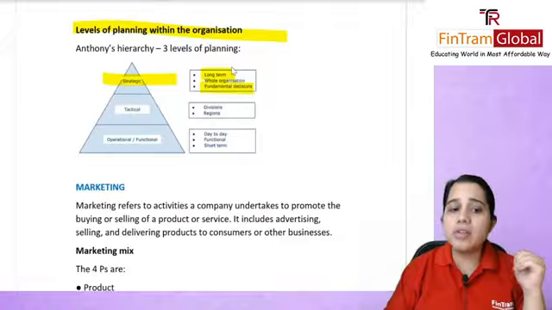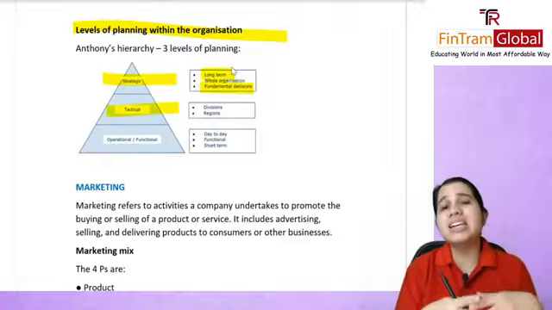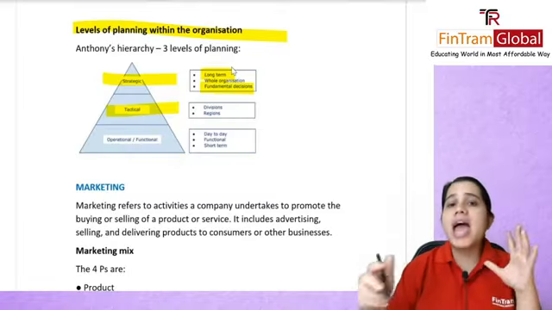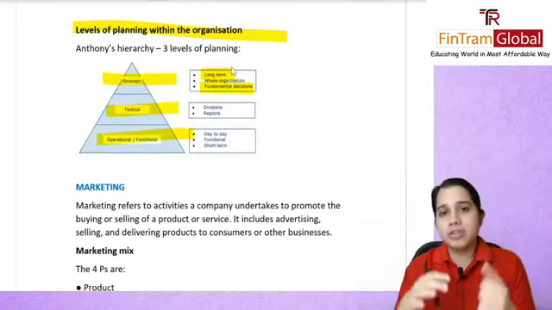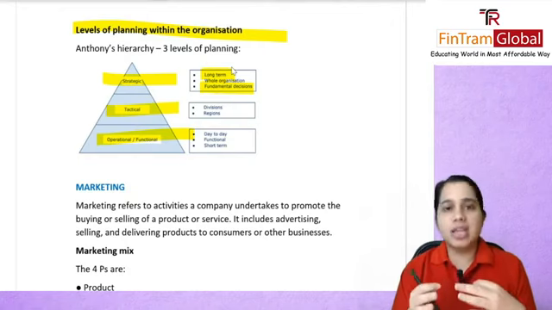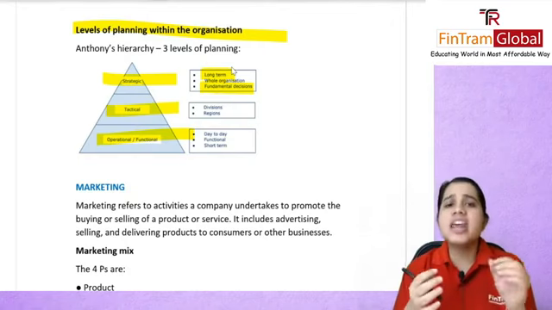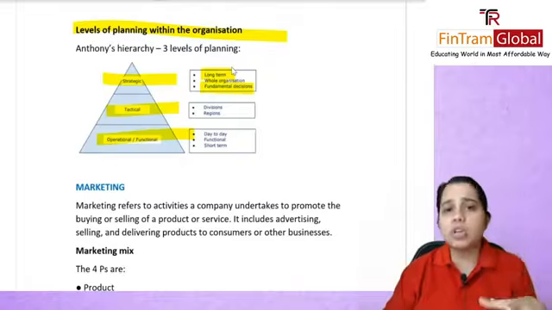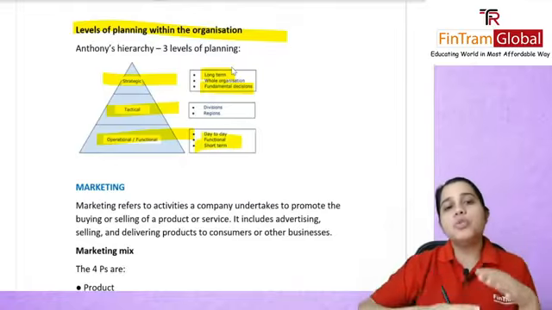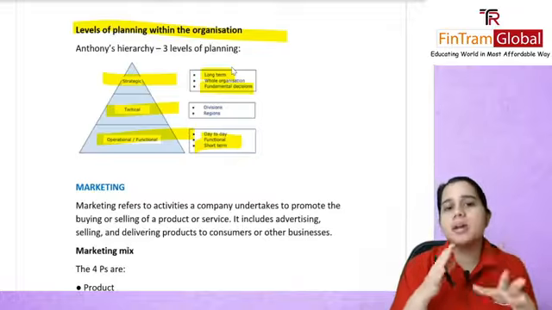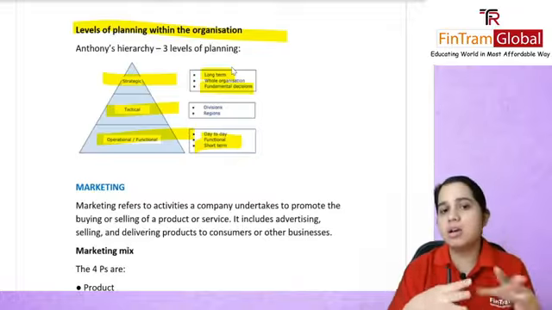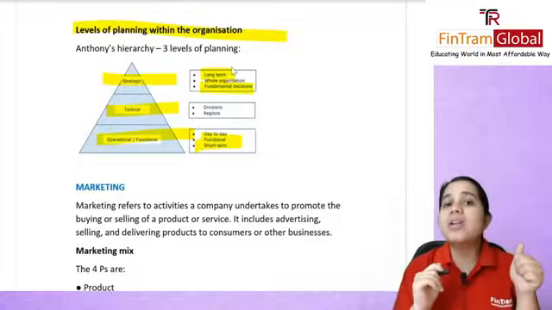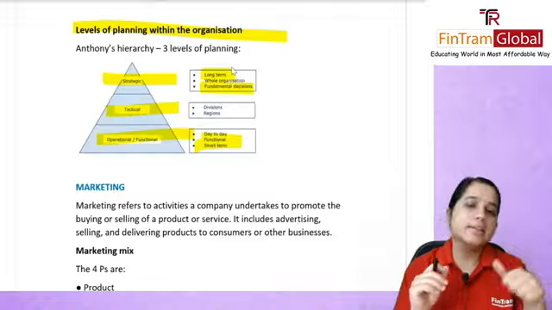Then you have your middle level, that is your tactical level. Here you will be making decisions regarding various regions or divisions. And finally you have your operational level. Here you make your day-to-day decisions, functional decisions, and these are very short term. They are not really going to affect the entire organization, just a particular function. So you are making your short-term day-to-day decisions at the operational level. This was Anthony's hierarchy or triangle.